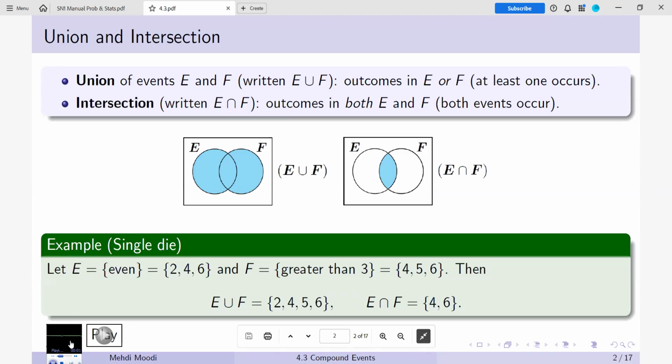Today, we stitch simple events together using union and intersection, learn the two big rules, additive and multiplicative, and introduce conditional probability.